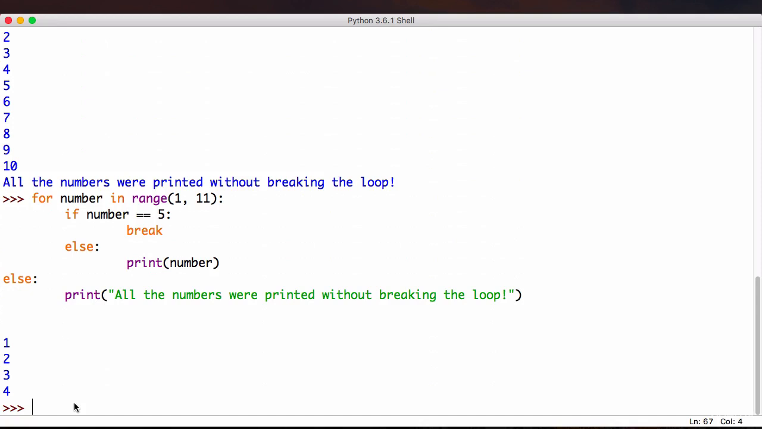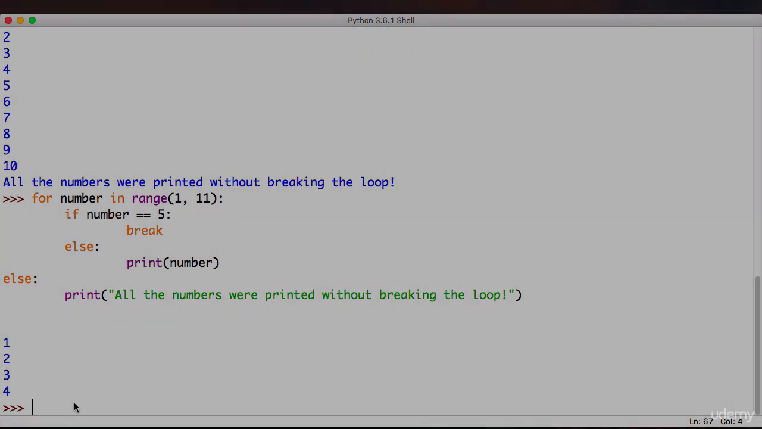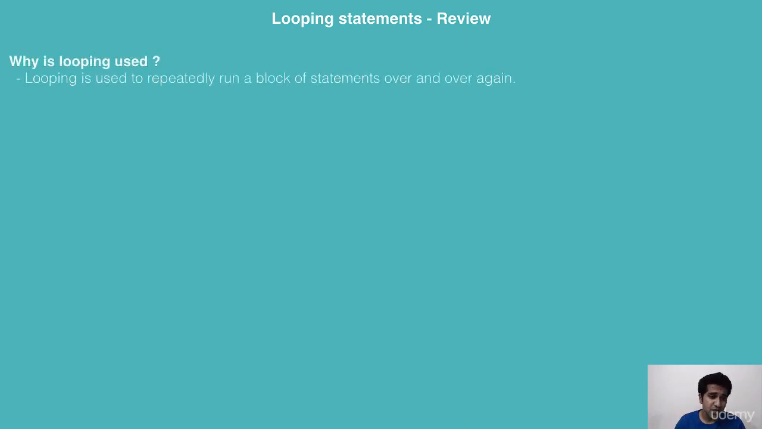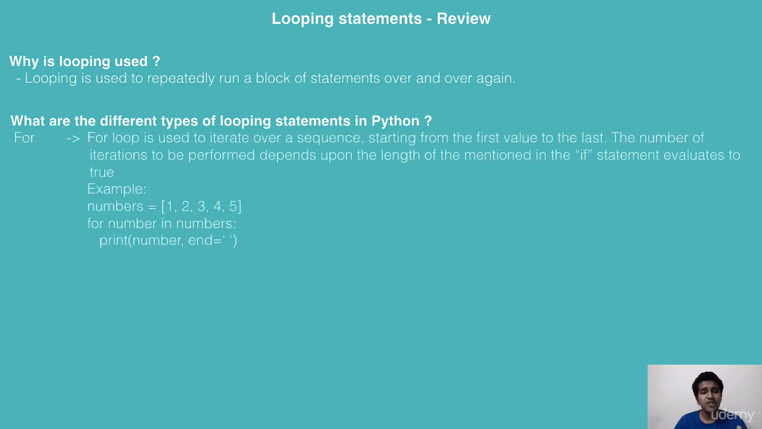Let's take a quick review of what you have learned in this section. We started this section by looking at why looping is used, which is to repeatedly run a block of statements over and over again. And then we saw the different types of looping statements. The first we saw is the for loop, which is used to iterate over a sequence starting from the first element to the last element.